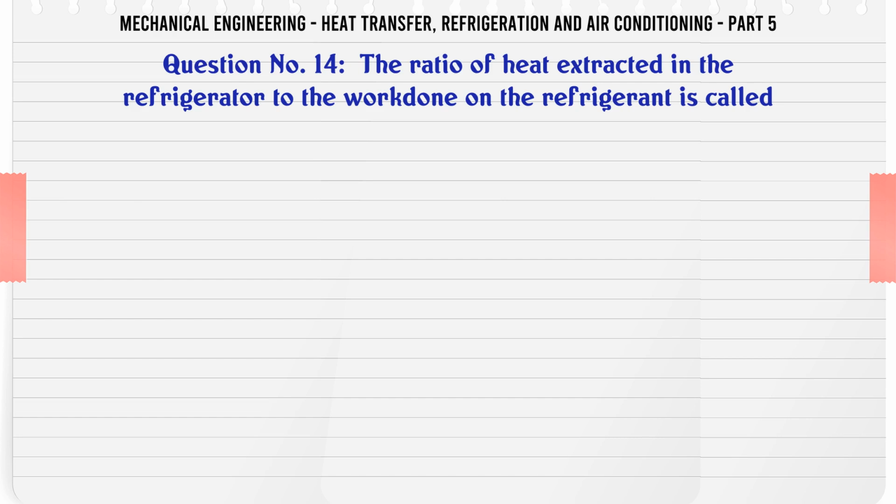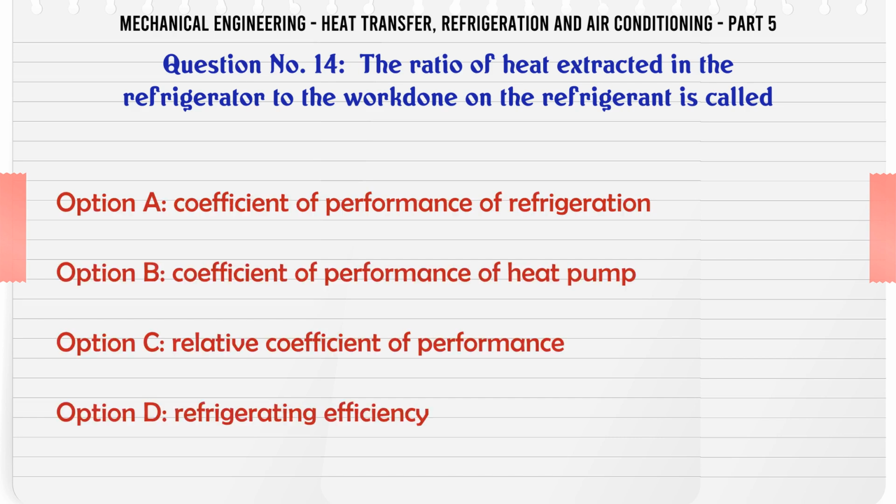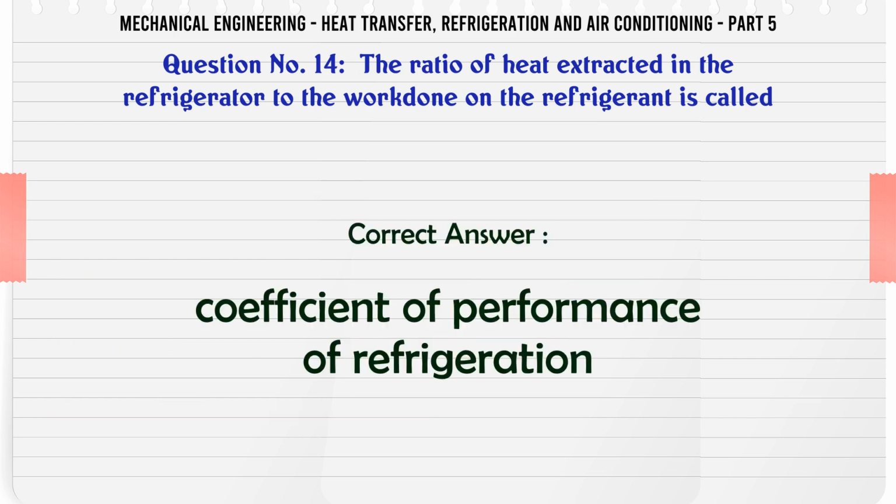The ratio of heat extracted in the refrigerator to the work done on the refrigerant is called A. Coefficient of performance of refrigeration. B. Coefficient of performance of heat pump. C. Relative coefficient of performance. D. Refrigerating efficiency. The correct answer is coefficient of performance of refrigeration.